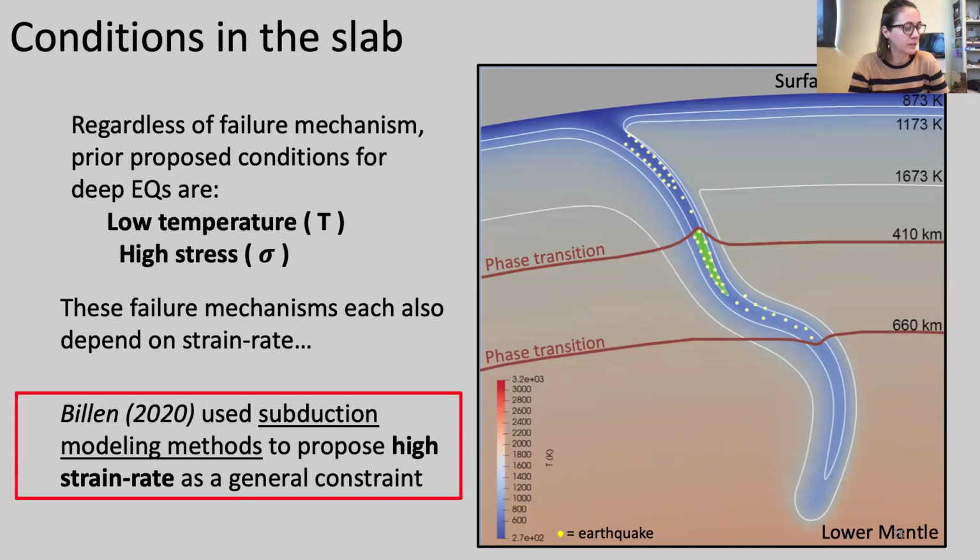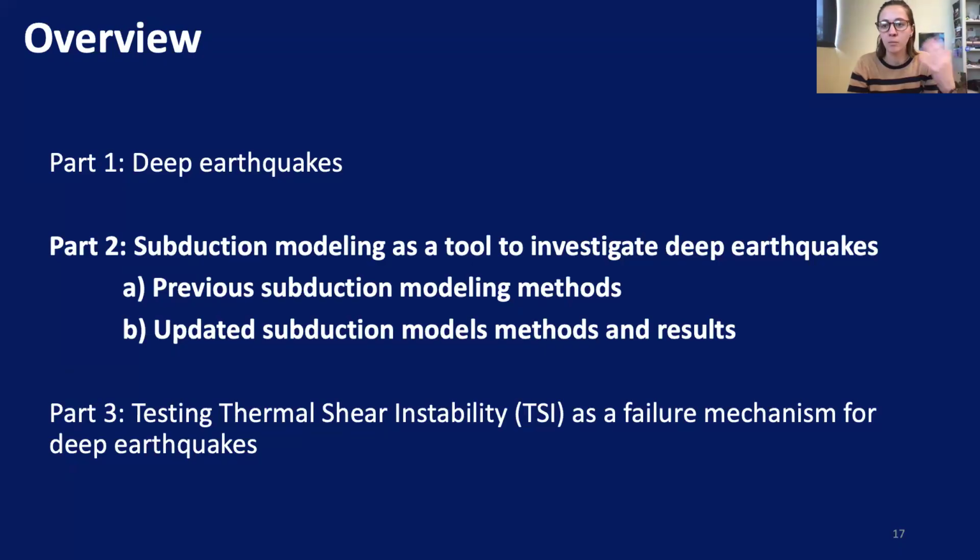And a recent paper, Billen 2020, used subduction modeling methods to propose that high strain rate was another one of these general constraints on where deep earthquakes can occur, in addition to the low temperature and high stress. So I'm going to talk a little bit about that and move now into the subduction modeling portion of the talk, and talk about that Billen 2020 paper and then the methods that I've been developing.